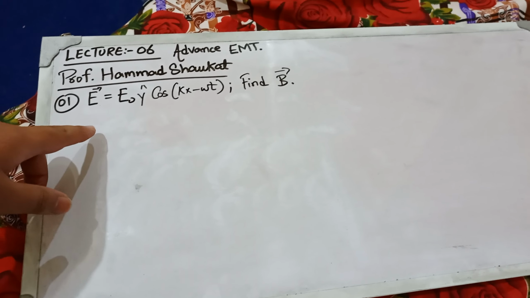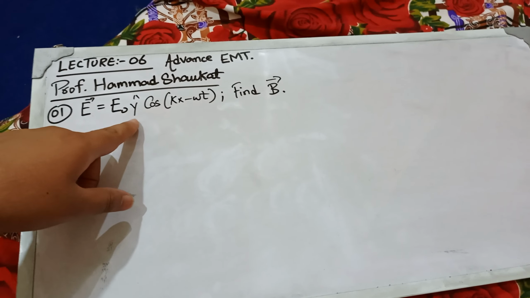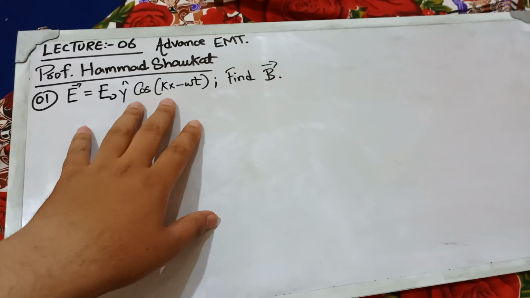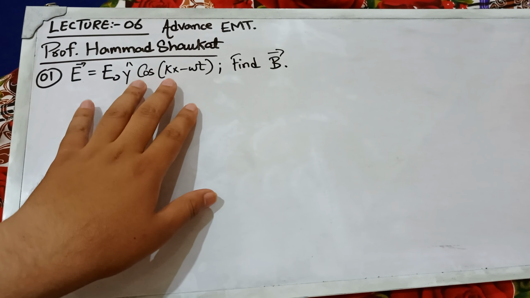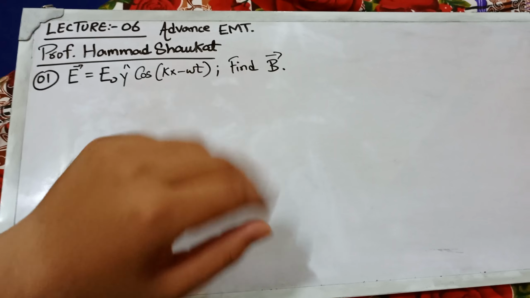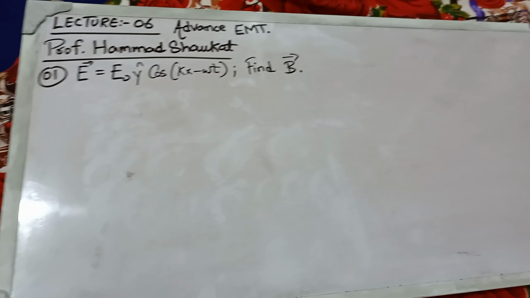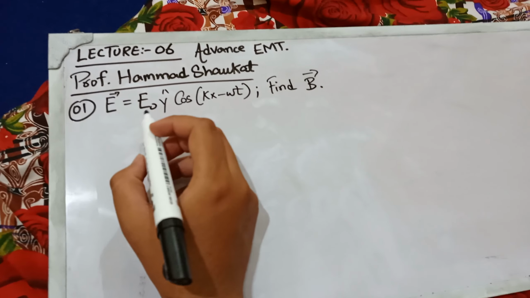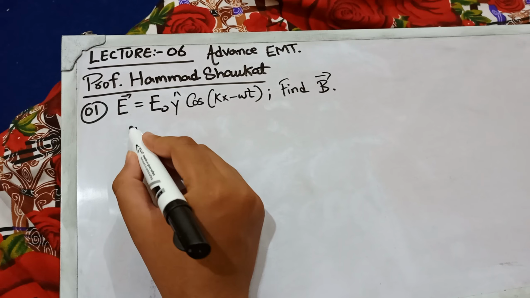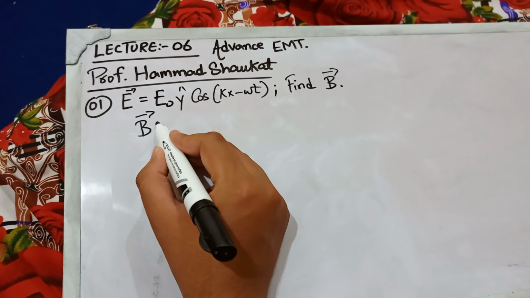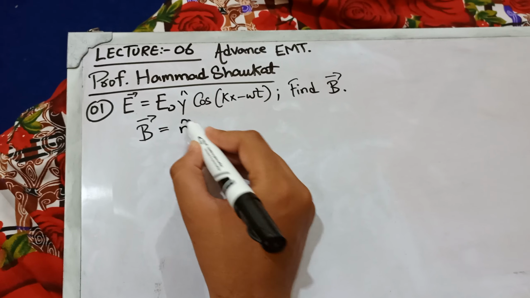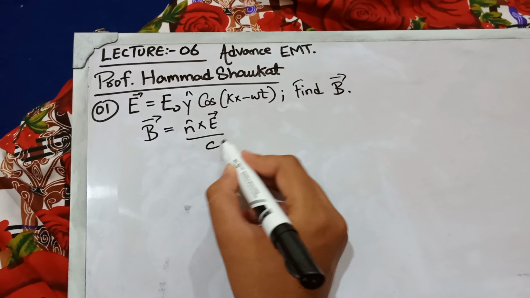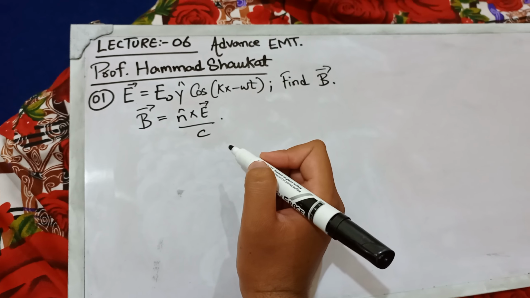You can see here E equals E naught y cap cos of kx minus omega t. This is the wave equation in terms of the electric field. You have to find B. So how can you find the magnetic field when you have the relation of the electric field? You already know there is a formula which we already derived, that B is equal to n cap cross E divided by c. So this is how you can find the relation.